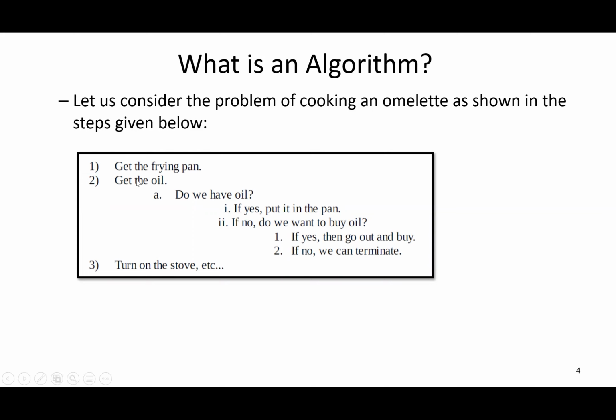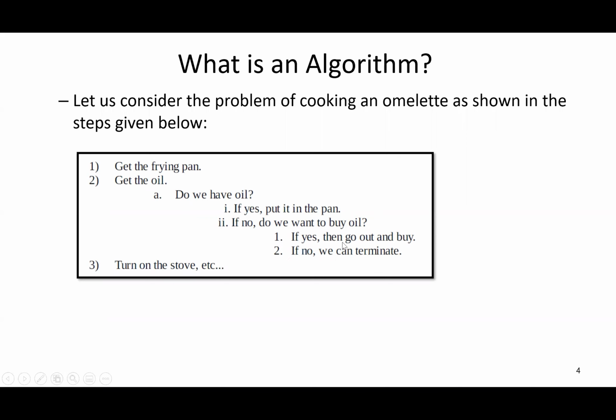Then, okay, when we try to get the oil, do we have oil? If we have, then we put it in the pan. If we don't have, then what should we do? Then you have to decide. Do you want to buy? If you want, then you have to go out and buy. Or if you don't want, okay, I don't want to go out, then we can just terminate the whole algorithm. I mean, we don't cook anymore, if you don't have oil, right?